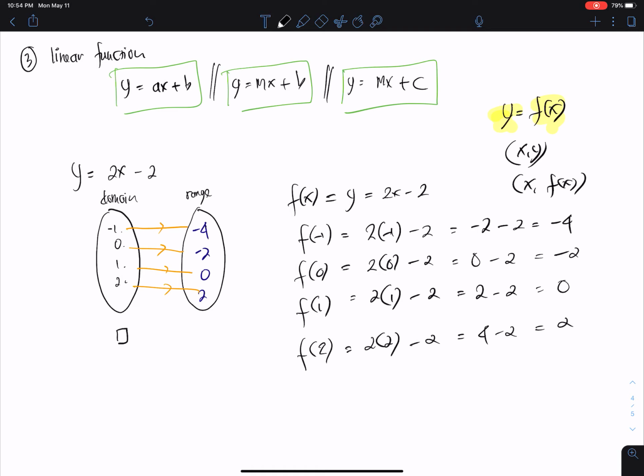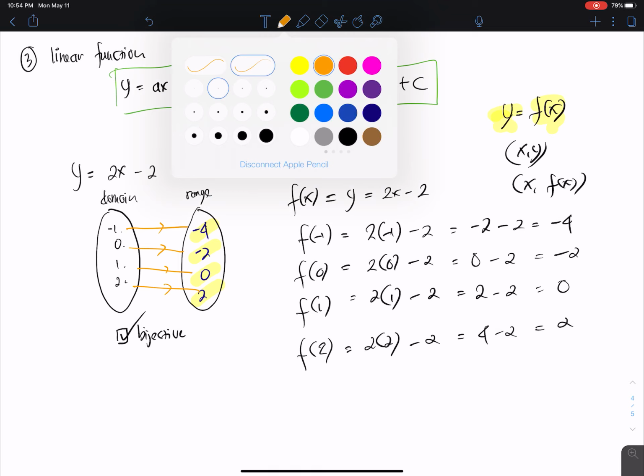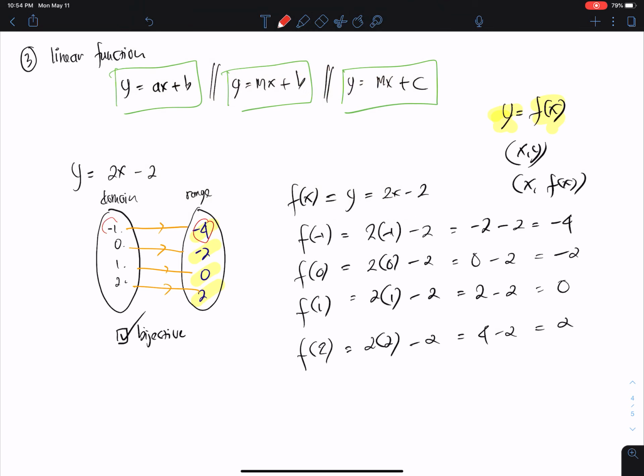Quickly you can say that this is a bijective function because it is surjective and at the same time one-to-one. It is surjective because all the elements in the range have a pair in the domain, there is none left behind, and each of them is paired exactly one-to-one. Minus 4 pairs with minus 1 only, minus 2 pairs with 0 only, 0 with 1 only, and 2 with 2 only. So they are one-to-one and onto at the same time, so we call them bijective.